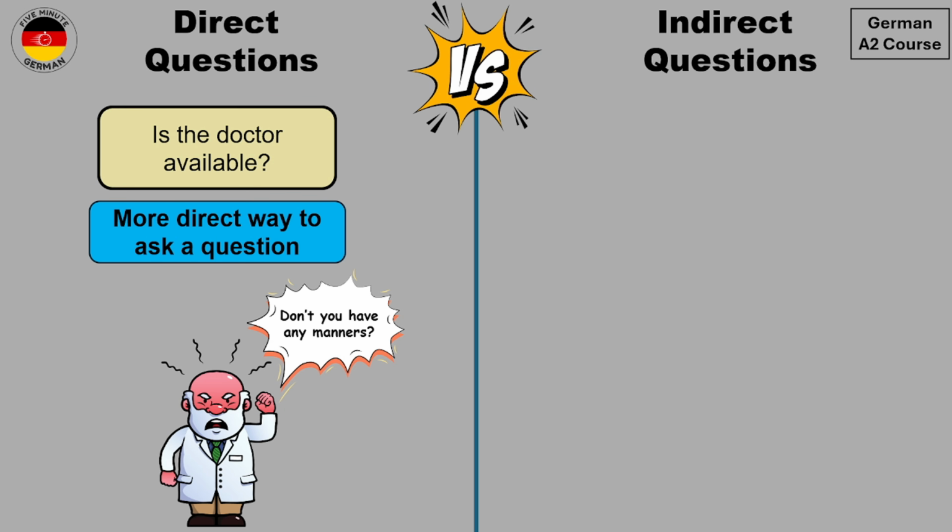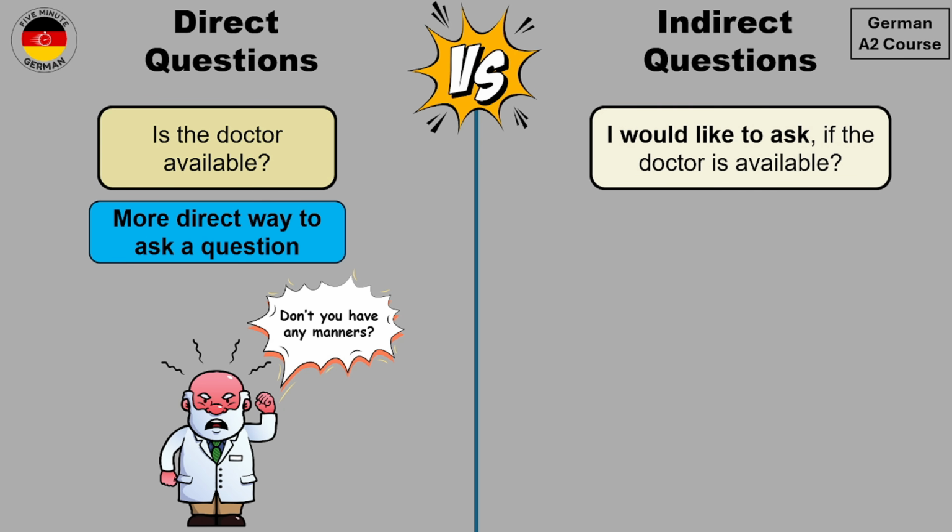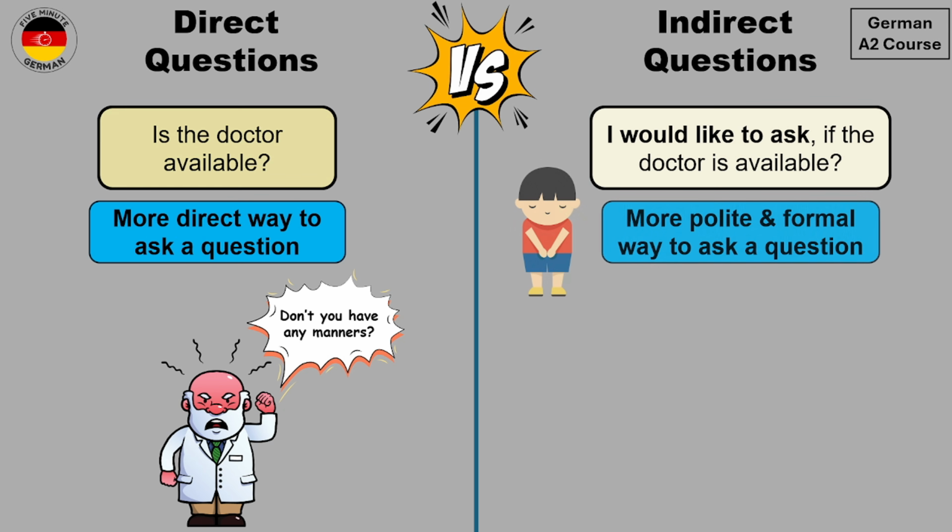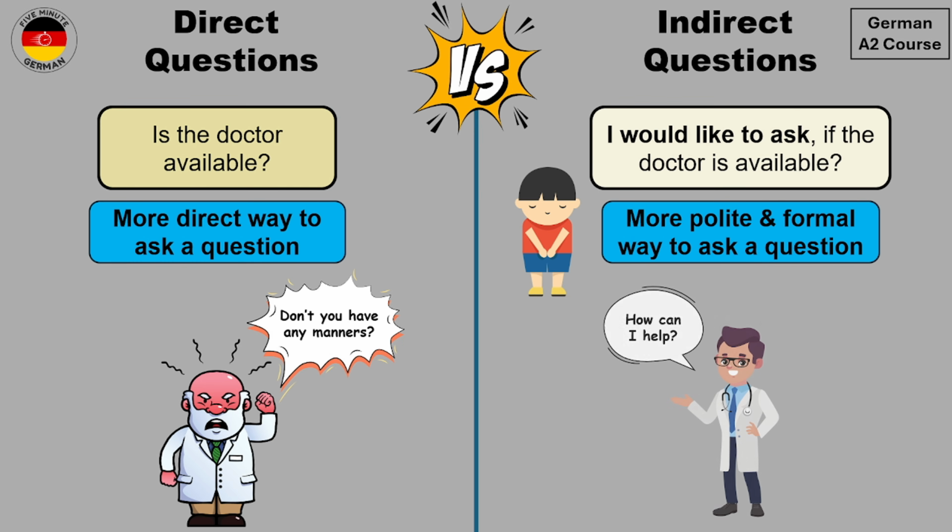Now let's see how we can ask the same question in an indirect way. We will say, I would like to ask if the doctor is available. Now you see that this is a more polite and formal way to ask a question. And when you ask a question like this, it is possible that the other person will be more willing to help you. So this is a difference between direct questions and indirect questions. In A1, we have already learned direct questions, and in A2, the focus is more on indirect questions.